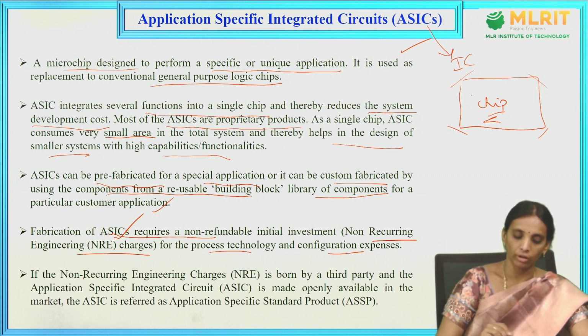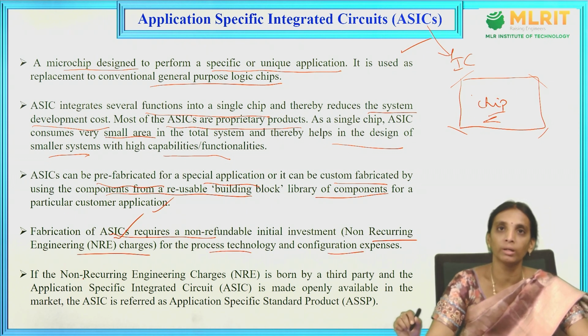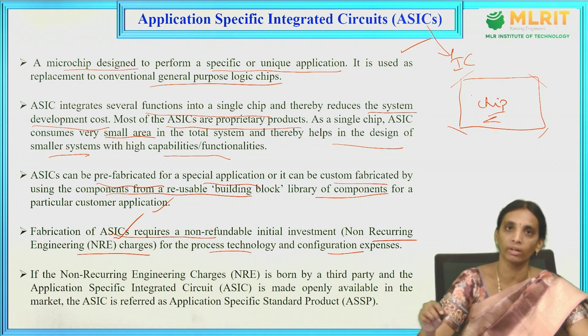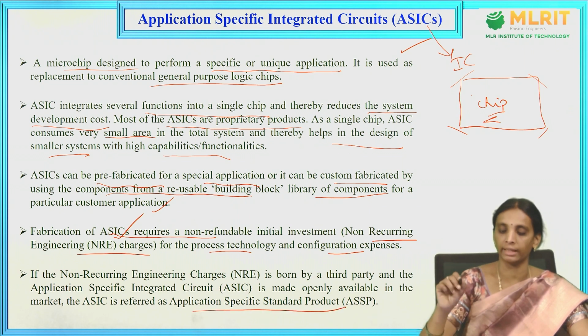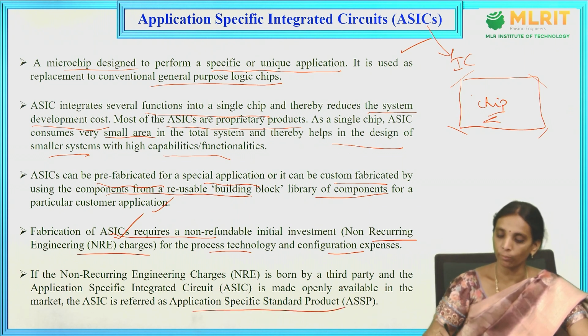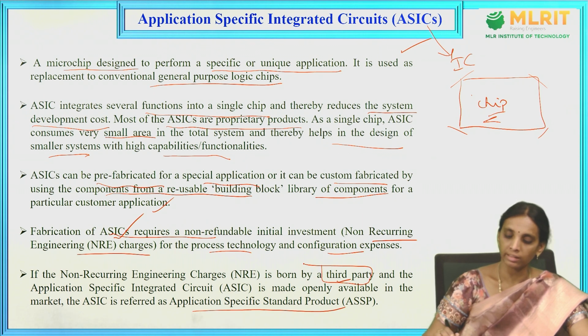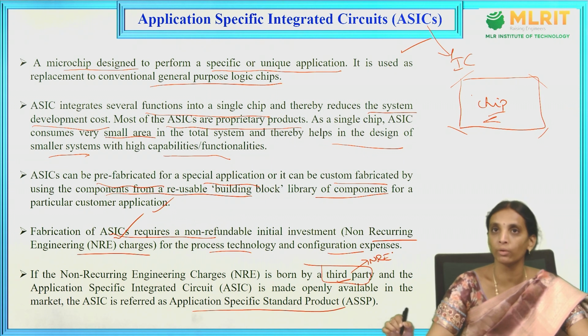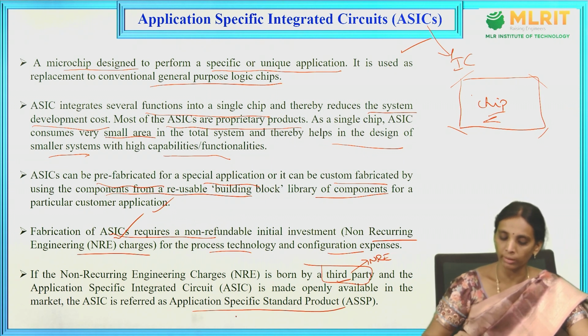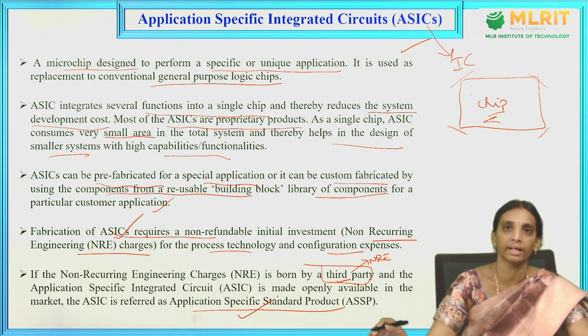So if the non-recurring engineering charges are borne by a third party, this ASIC will be made openly available in the market and is referred to as an application specific standard product. If the third party is handed this ASIC and bears the non-recurring engineering cost incurred for it, then it should be called an application specific standard product.